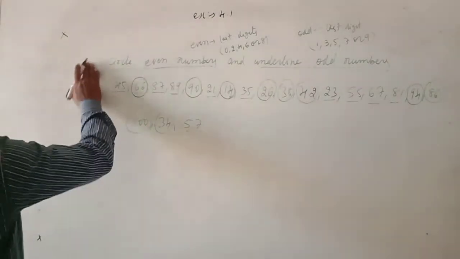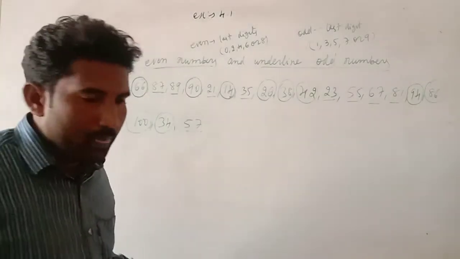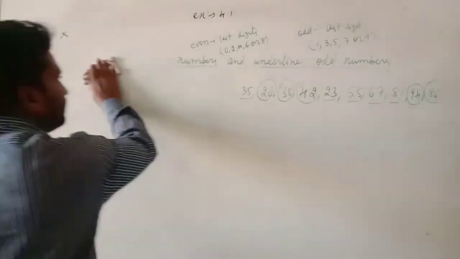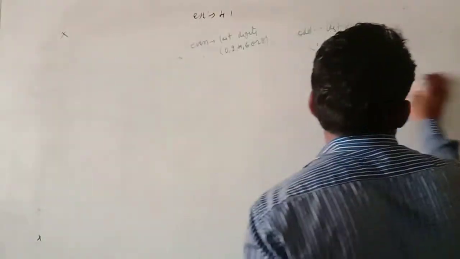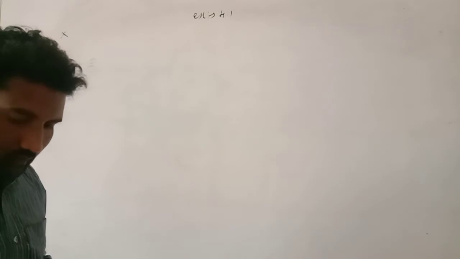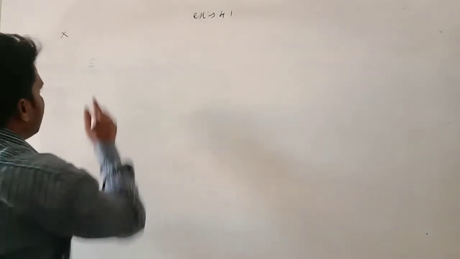So this is the D question. Next, the E question: identify the prime and composite numbers.